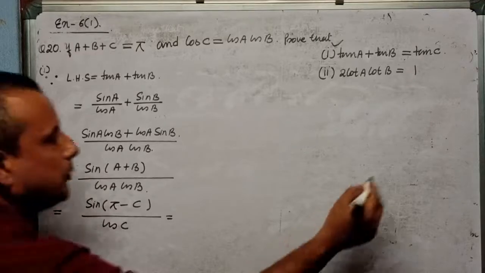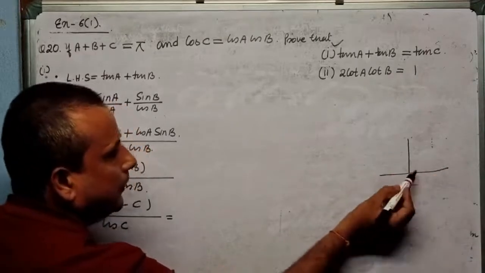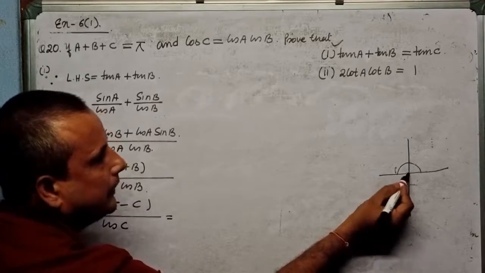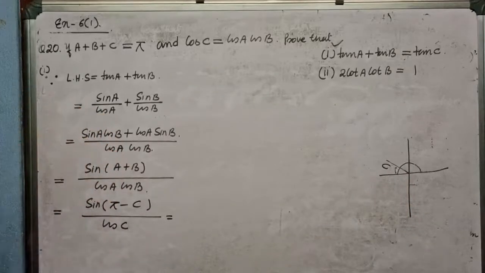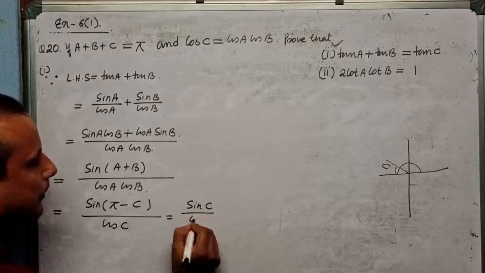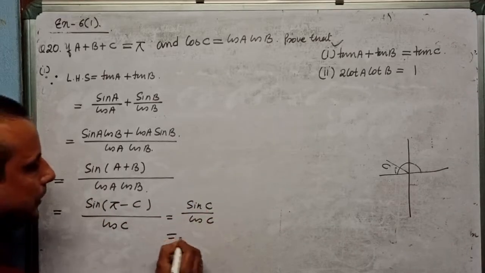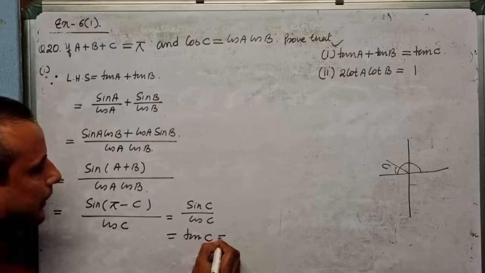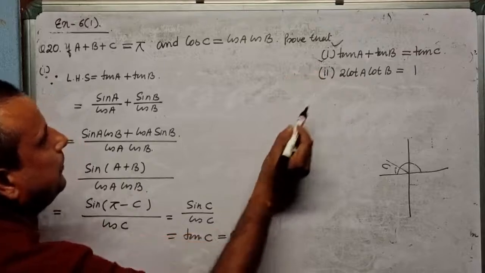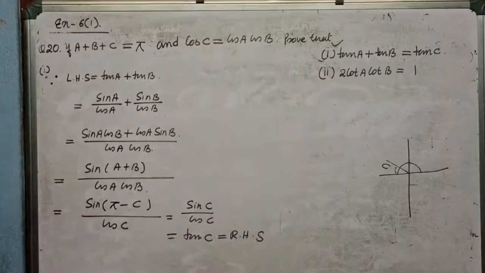Pi minus c means which quadrant? The first chapter of trigonometry. Pi minus c lies in a second quadrant. In second quadrant, the sign is positive. It will be sin c over cos c. Sin c over cos c is tan c. This is equals to right hand side. This is proved. First one is proved. The second one, now I'm going to prove.